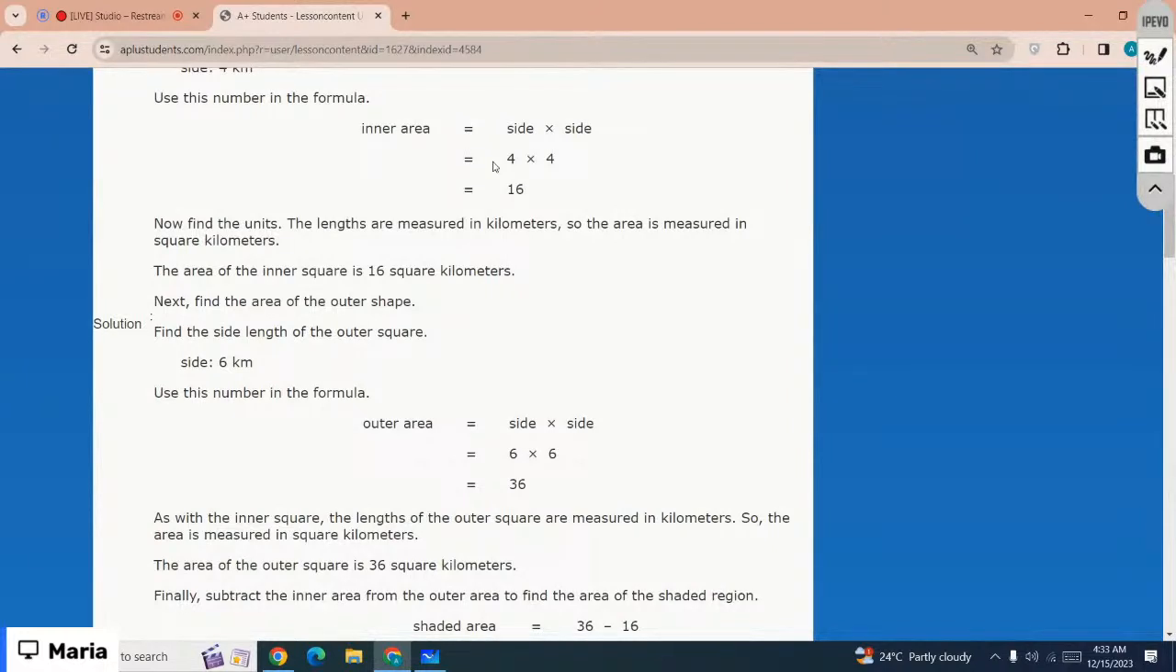You need to subtract the smaller one from the greater one. This way you will get the area of the shaded region only, right? So you need to do 36 minus 16 and the correct option is 20. Got it? Let's just start with the practice questions.